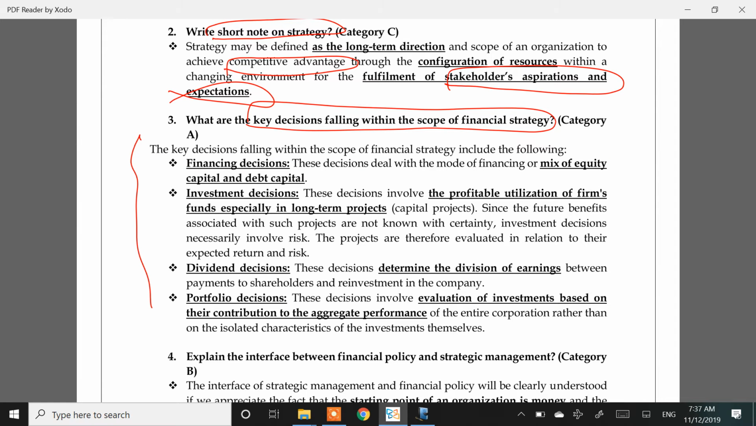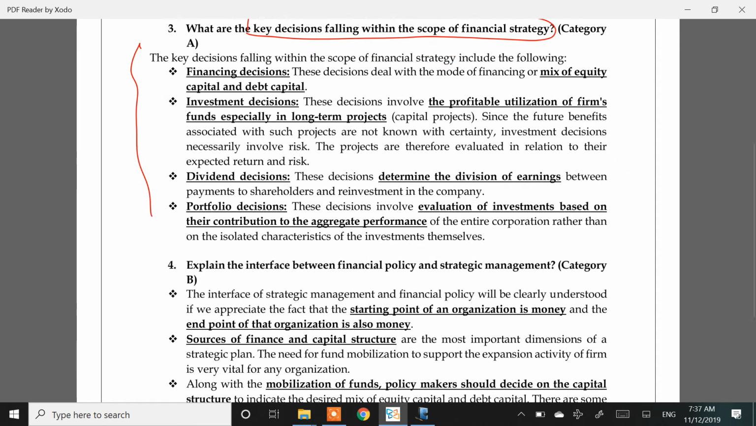Dividend decision is what proportion of earnings I can distribute back to the shareholders. It'll also depend on my sustainable growth rate, which you will see in some time. And portfolio decisions. These are decisions which is basically trying to assess the aggregate performance of the entire corporation rather than the individual performance of the projects. This is also a separate area which we have in final level.